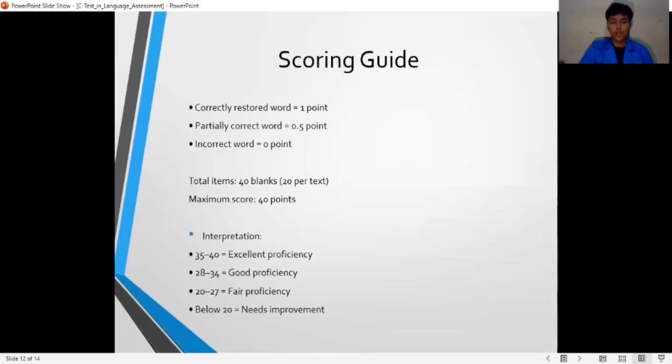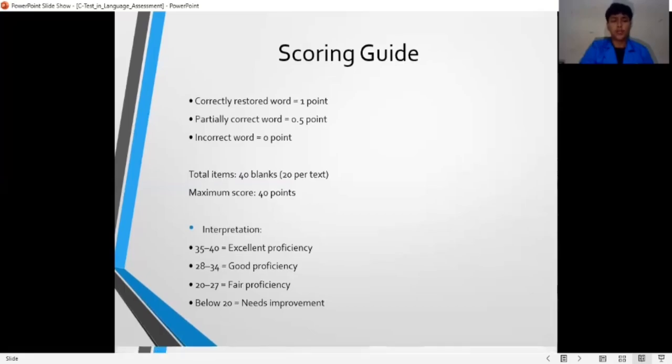Scoring guide of the second C-test. Correctly restored is 1 point. Partially correct word is 0.5 point. Incorrect word is 0 point. Total items of the example is 40 blanks, 20 per text. Maximum score is 40 points. Interpretation: 35 to 40 is excellent proficiency, 28 to 34 is good proficiency, 20 to 27 is fair proficiency, and below 20 needs improvement.